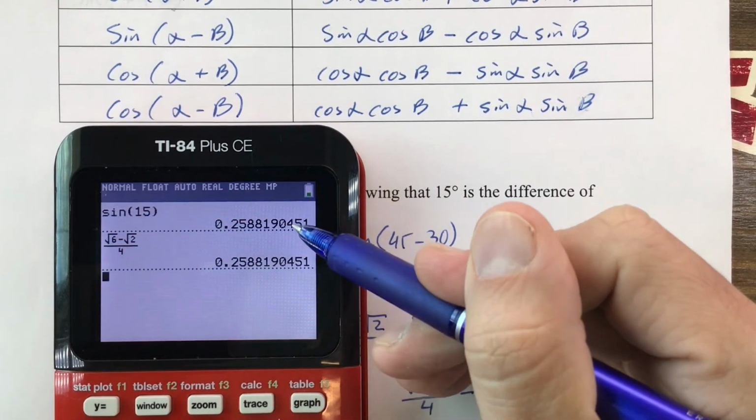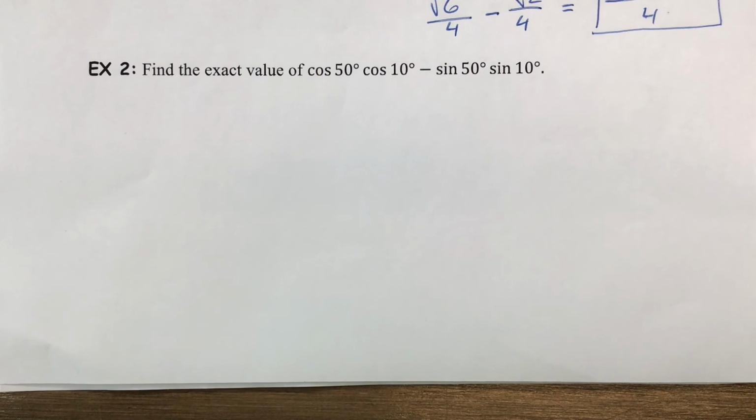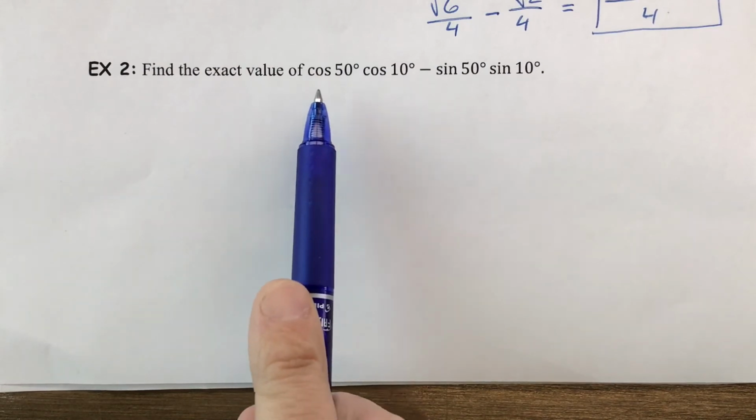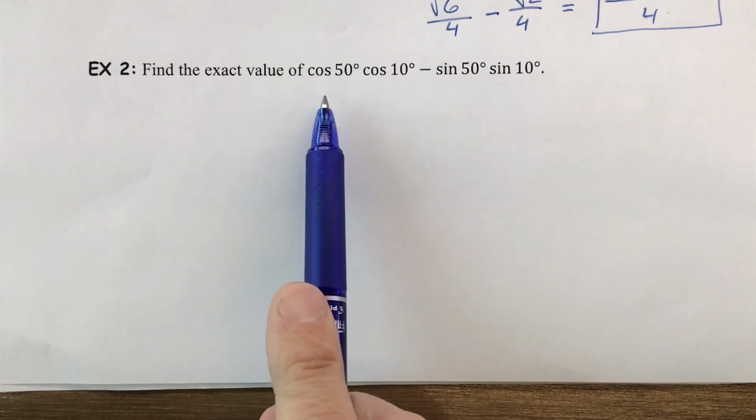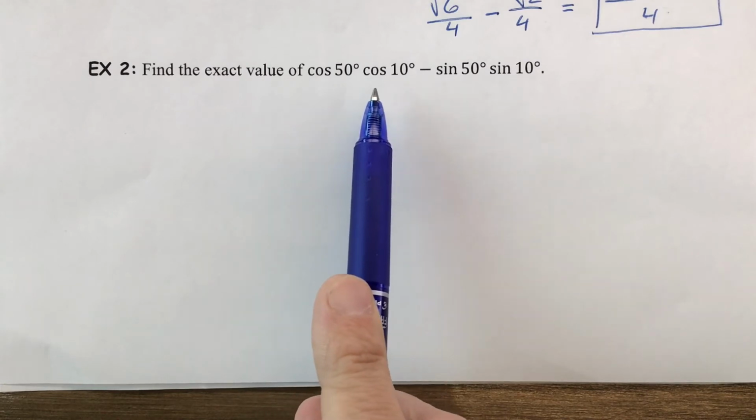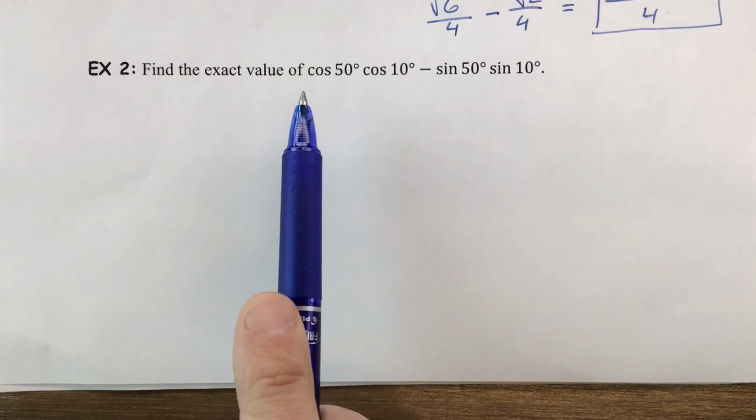All right, and there we go. We get the exact same value. Example 2 is a bit of a silly problem because you've got this massive expression that you might not normally come to in a problem. But what we're trying to get at here is working backwards.